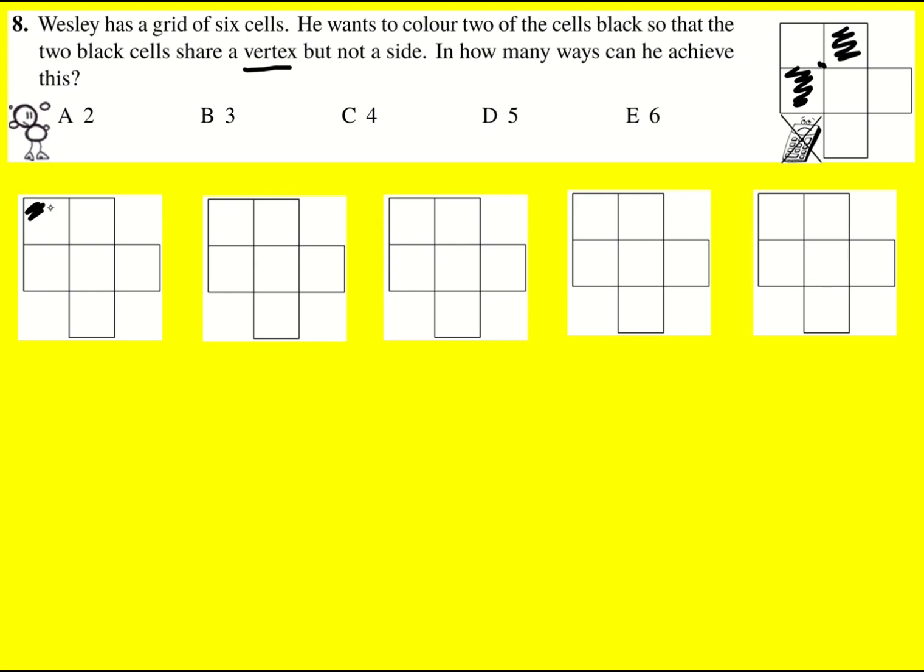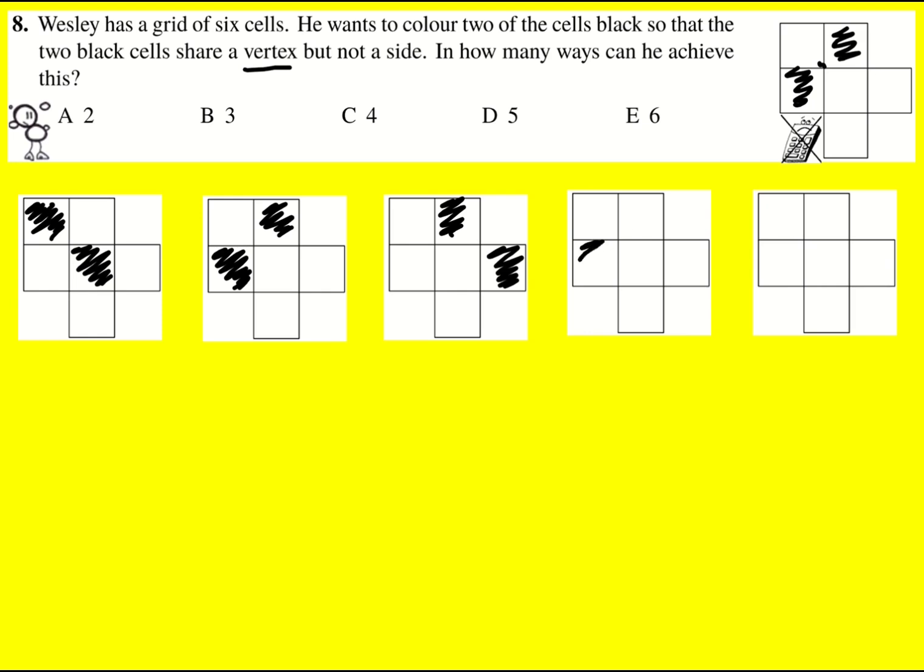So if I start from the top left, the only one that I could shade if I shade the top left is going to be this one here. So I've dealt with all the ones involving the top left. Right, now I'm going to deal with the top right. So if I shade the top right, now I can either shade this one down here, or I could shade that one down there. So that's all the options where I've started with the top left, top right.